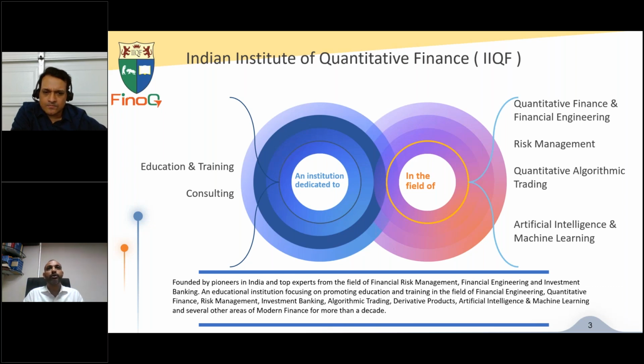We are also happy to announce that we are coming up with specialized courses in machine learning and finance shortly. Though we use machine learning in all our courses currently as well, we would have dedicated courses in machine learning going forward very soon.